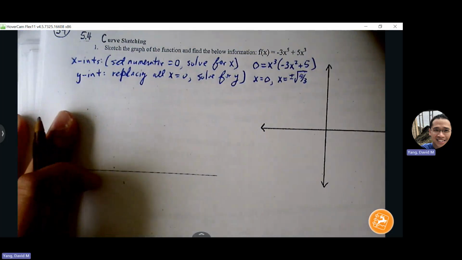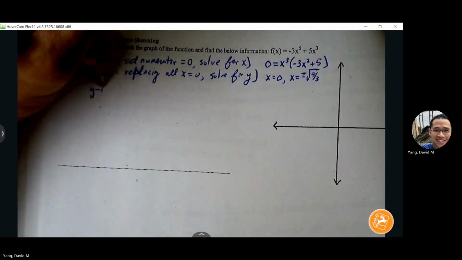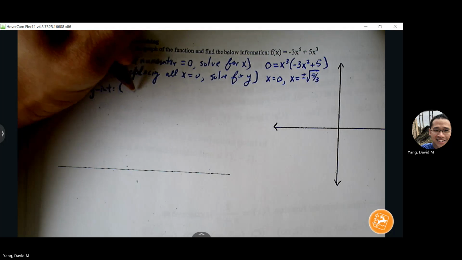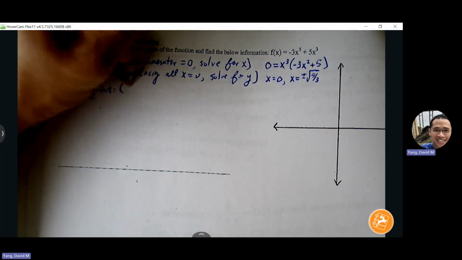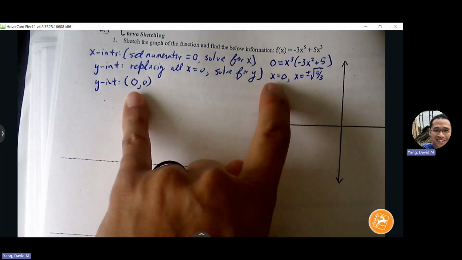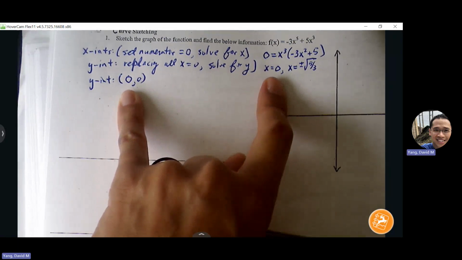Not really pretty points, but we have some x-intercept there. Y-intercept: plug in 0 for x and it's really just 0, 0. So whenever 0, 0 shows up for one, it's going to be for the other as well, since it acts as both the x and the y intercept.